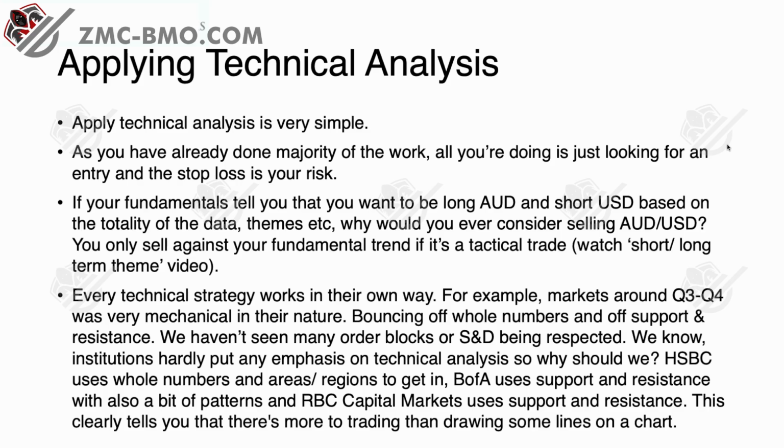HSBC uses whole numbers like 1.25 on GU or 1.10 on euro dollar, and areas or regions to get in. So they'll say anywhere, we're bearish, let's say, for example, euro dollar. Anywhere between 1.11 and 1.12, we're looking to get in. Cool. They might use another, I know they also do look at moving averages.